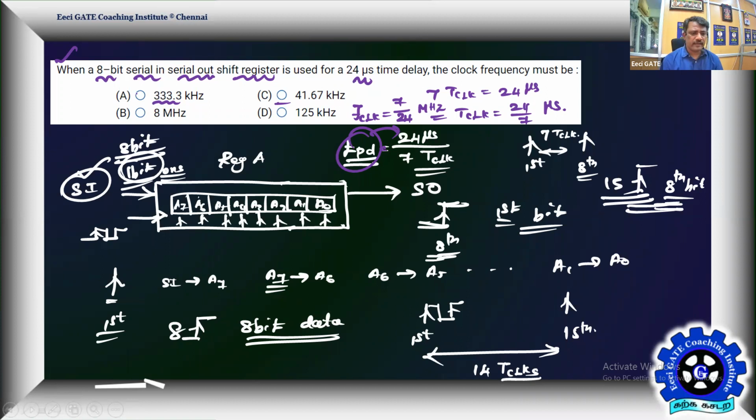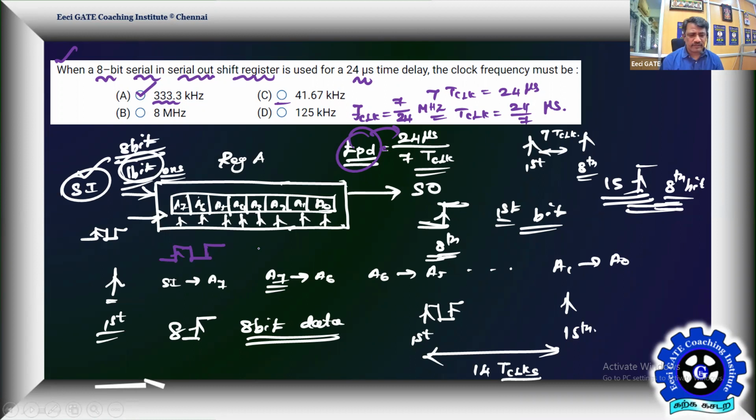So it seems option A is fine. Okay, so he played for 8 clocks. Usually when you consider the clock, we may begin with the positive edge only, but I'm not sure what the actual delay is.